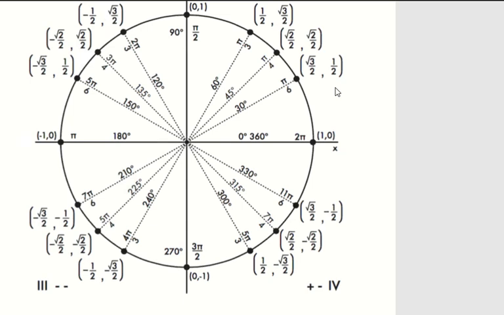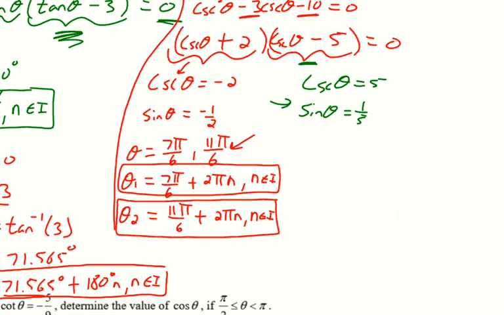There's no 1/5s here. So the only thing I can do is go theta is equal to sine inverse of 1/5. So theta is going to be equal to 0.201.